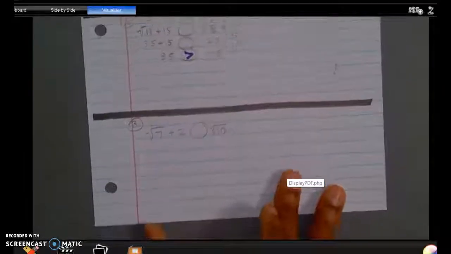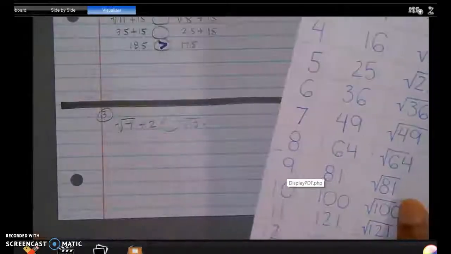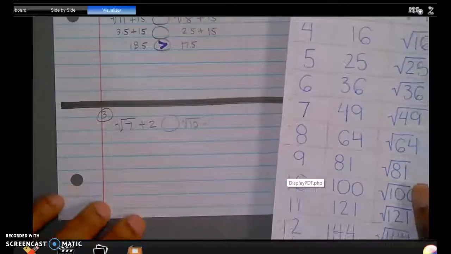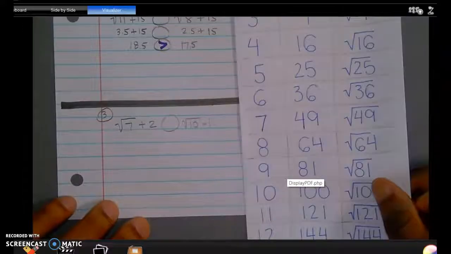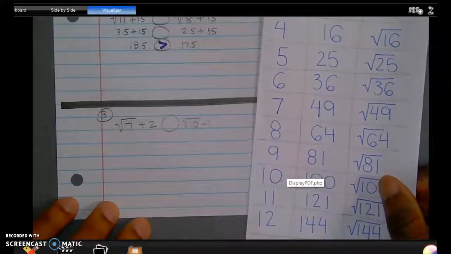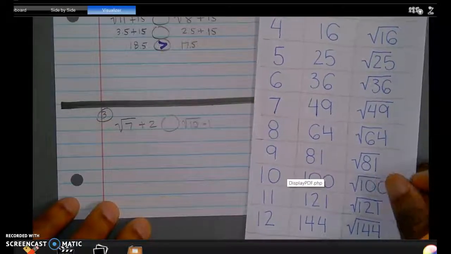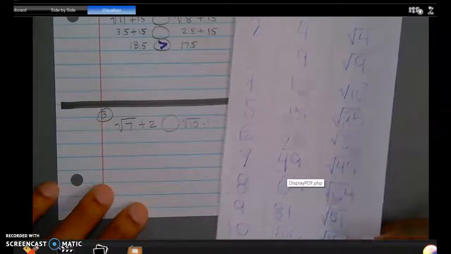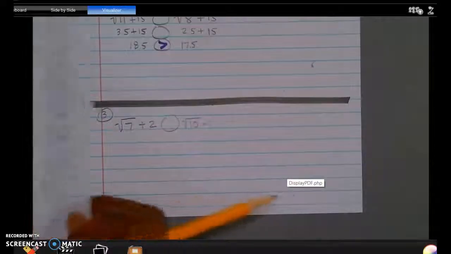Square root of 7 plus 2 compared to the square root of 10 minus 1. Sorry about that. We had a little bit of technical issues, which I was able to take care of in the editing. All right, so back to what we were doing. The square root of 7 plus 2 compared to the square root of 10 minus 1. Okay, so some common sense might be available here, but let's go ahead and use it according to this method.